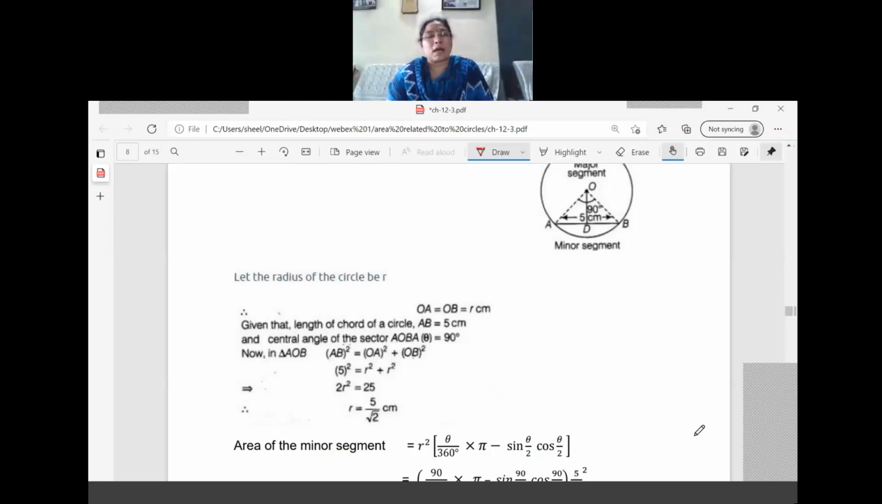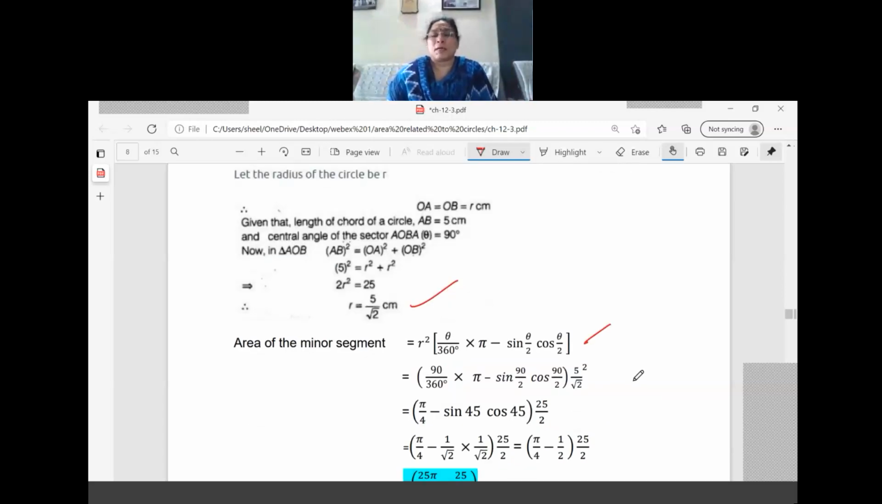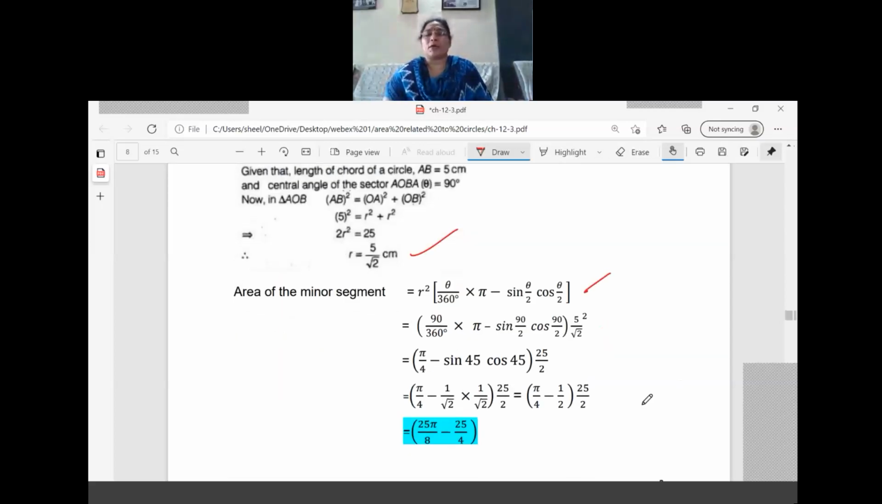Now once we got R, we can calculate the area of the minor segment. So the first step was R, and the second step is the area of the minor segment. What is the formula for us? R square into theta by 360 into pi minus sine theta by 2 cos theta by 2. R we have calculated just now, that is 5 by root 2 whole square, because it is R square. Pi we are keeping as pi only.